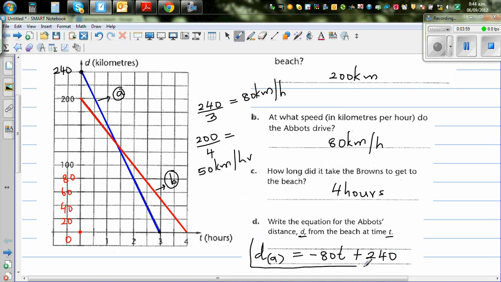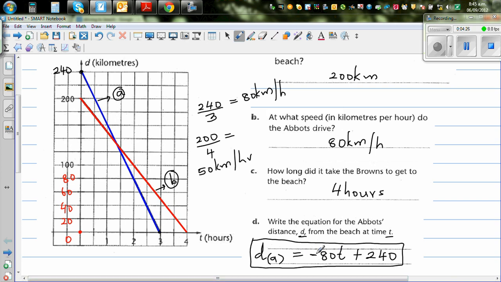So when time is 0, they are 240 kilometers away from the beach, and every hour they're covering 80 kilometers. So this distance will decrease by 80. So this 80 is telling you the speed, and this gradient is negative, because from left to right it is going down.